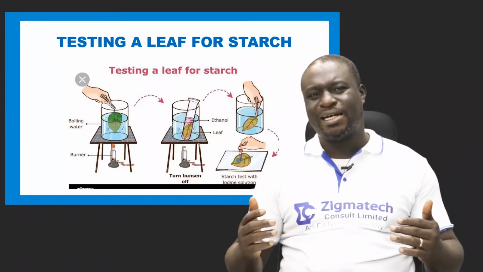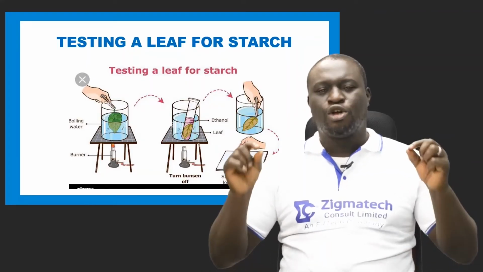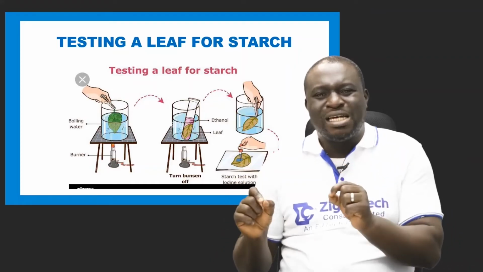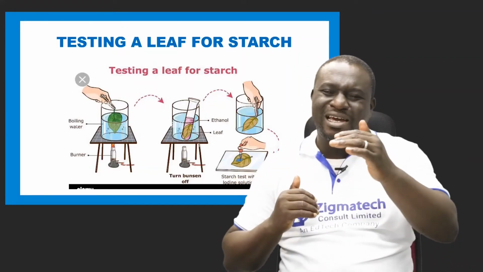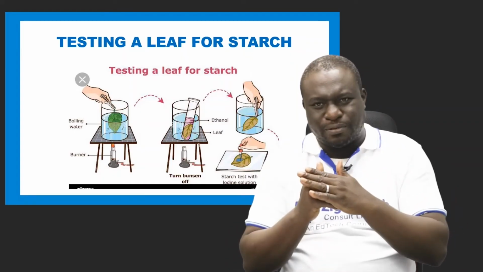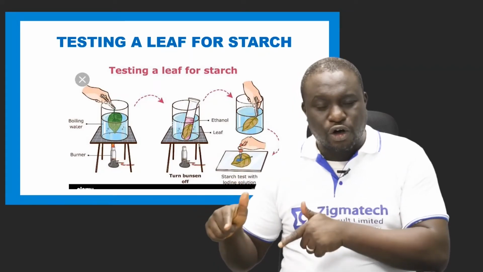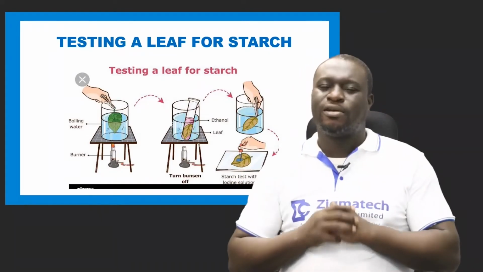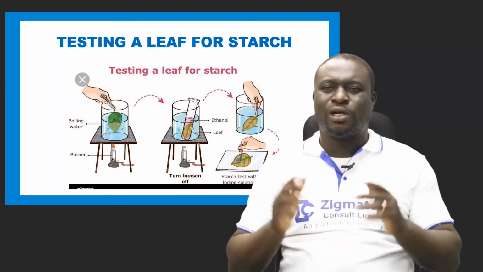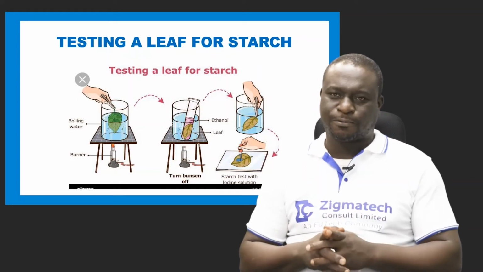And then finally is the conclusion. Please take note, your conclusion must be, well, I call it synonymous, or must have a relationship with the aim, or your conclusion must interpret or link with the aim. Please don't forget that. So let's take a look at testing a leaf for starch.